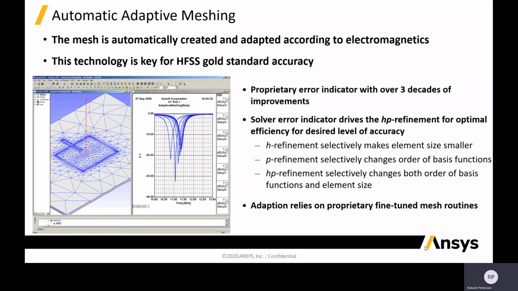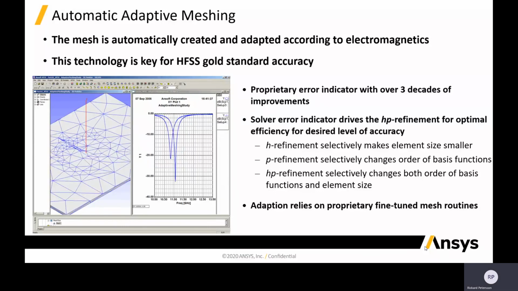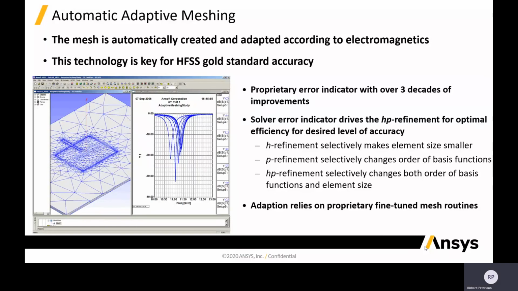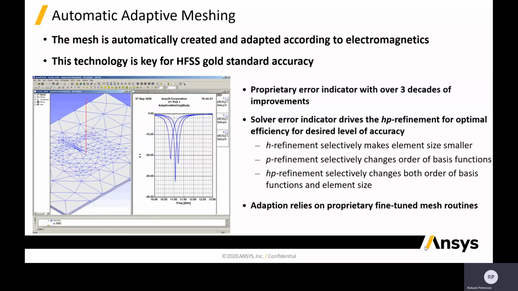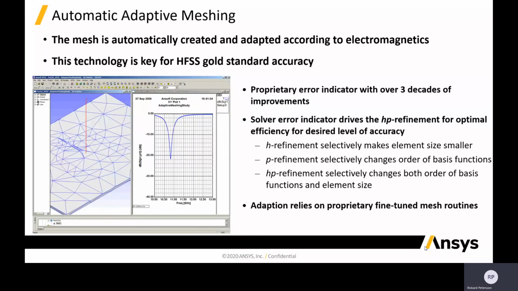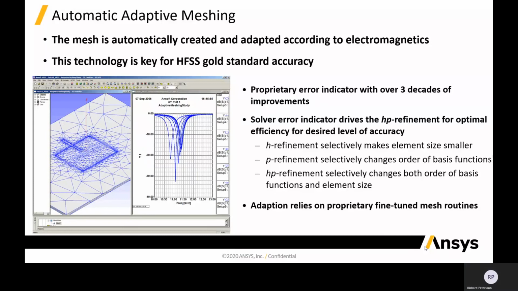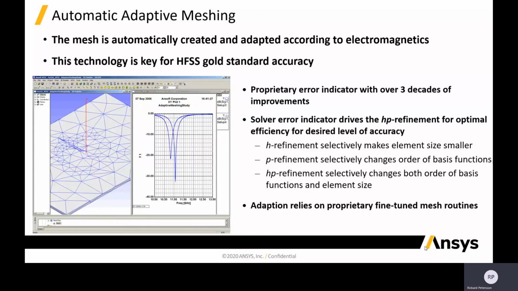So this error indicator drives both the H and the P refinement. Again, H refinement means that we are changing the element size in the proper locations to get better accuracy. And with the P refinement, we selectively change the order of the basis functions. And finally, the mesh adaptation relies on proprietary fine-tuned mesh routines, so that when we refine the mesh, we get nice, efficient meshes at each step.